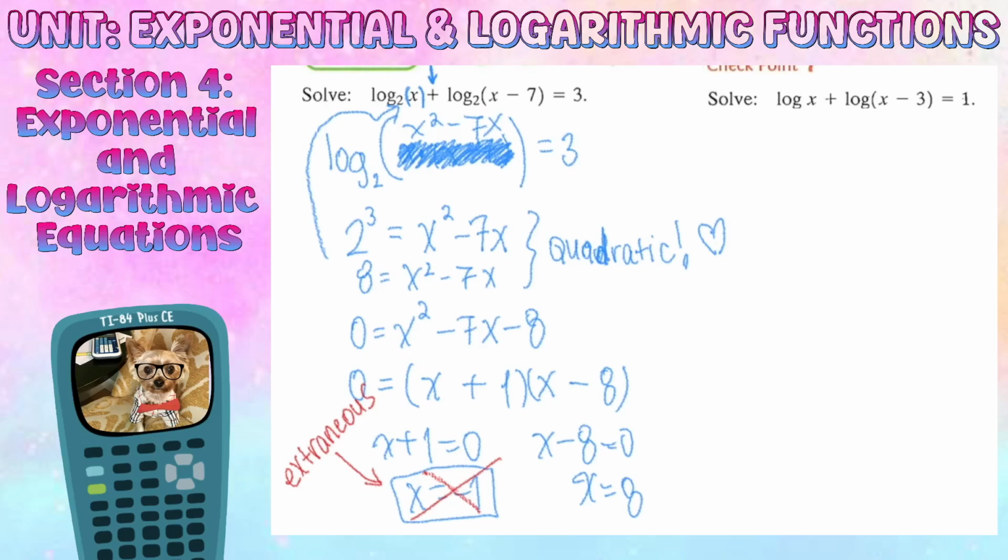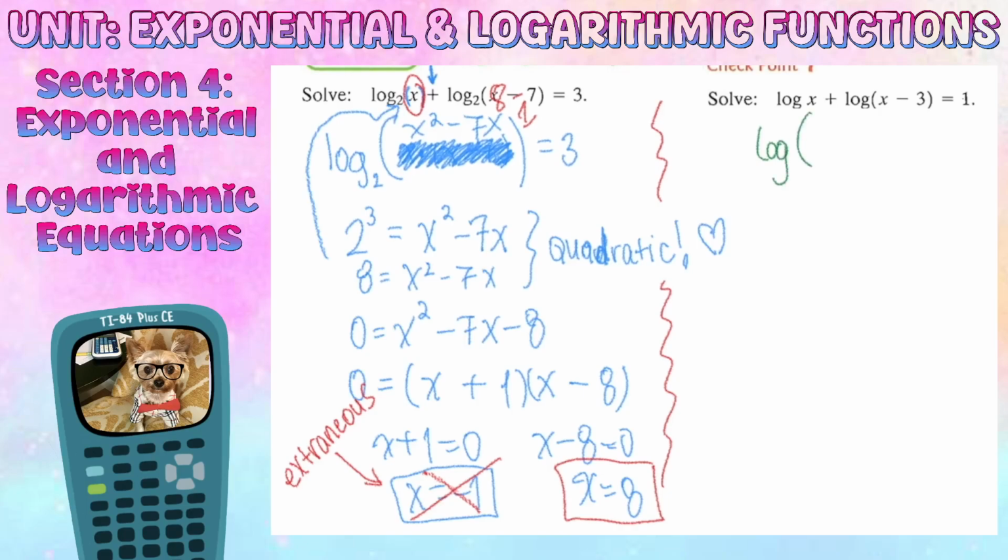And then if I test 8, over here I get just 8. Here I have 8 minus 7, which is 1. I could do that, that's fine. So x equals 8 is an answer that does in fact work. And that's the end of that. We are done. So let's try another example. I'll go a little quicker.